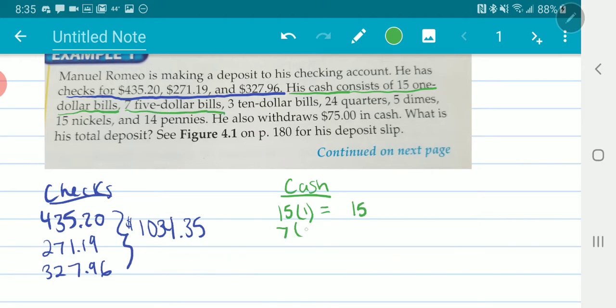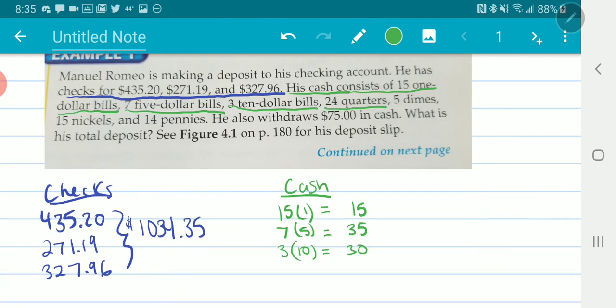7 $5 bills. So I have 7 $5 bills. I'm multiplying because it's repeated addition. Sure, I could say 5 plus 5 plus 5 plus 5 plus 5, but this is the easier way to show it. 7 times 5 is $35. 3 $10 bills. That's going to be $30.